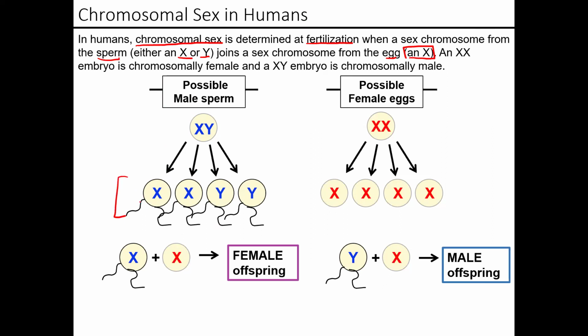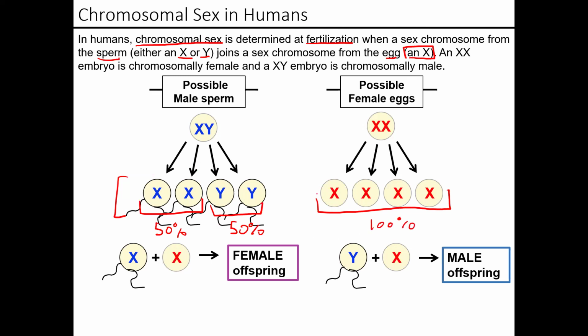Looking at this, you have about a 50% chance of contributing an X, and a 50% chance of contributing a Y. If we end up with an X and a Y, we're going to end up with a male. And if we have XX, that's going to be a female. One thing to remember is that for our eggs, it's always going to be 100% X.